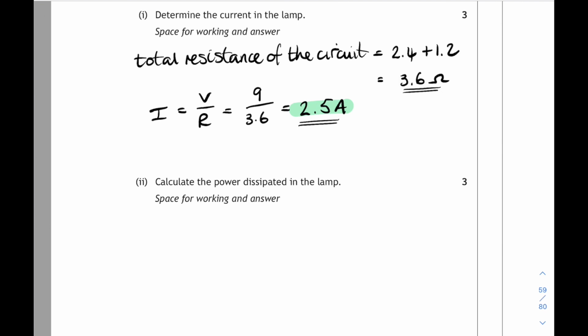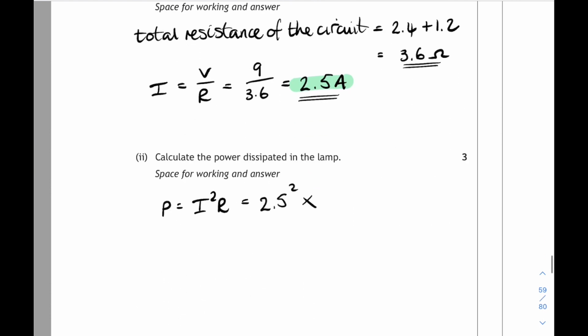Well, we have 3 relationships for electrical power on your relationship sheet. Which one are we going to use? Well, we know what the resistance of the lamp is, and we've just worked out the current through the lamp. So I'm going to use the power equation that's got current in it and resistance. So P equals I squared R. We're going to use the 2.5 that we've just worked out, 2.5 squared, times the resistance of the lamp, 2.4 ohms. And if you do that on your calculator, you get an answer of 15 watts. That's pretty straightforward. National 5.